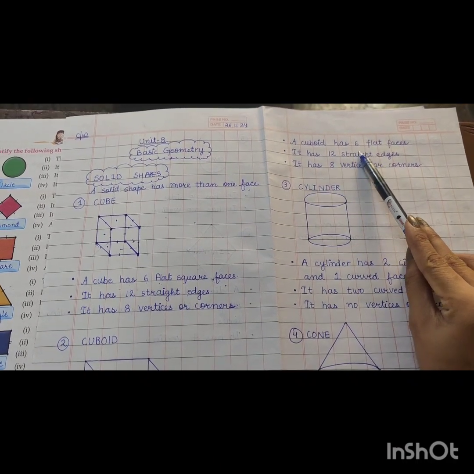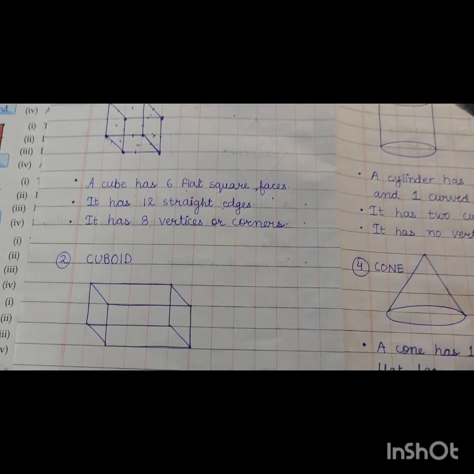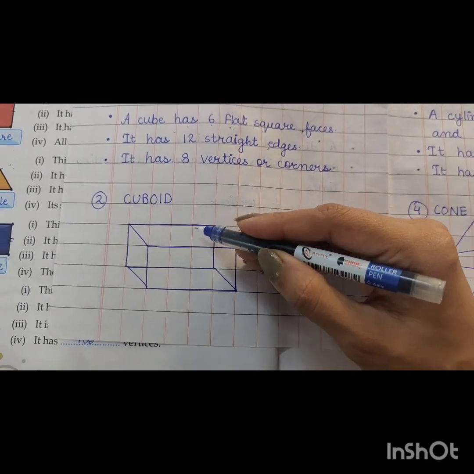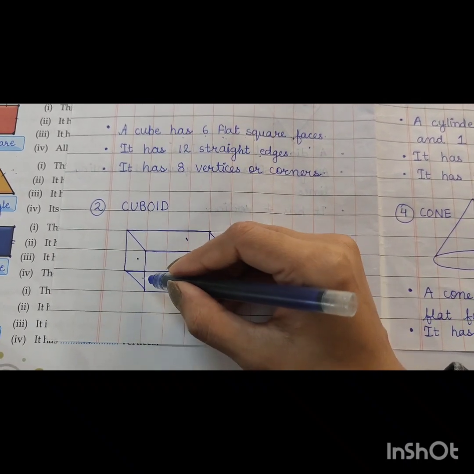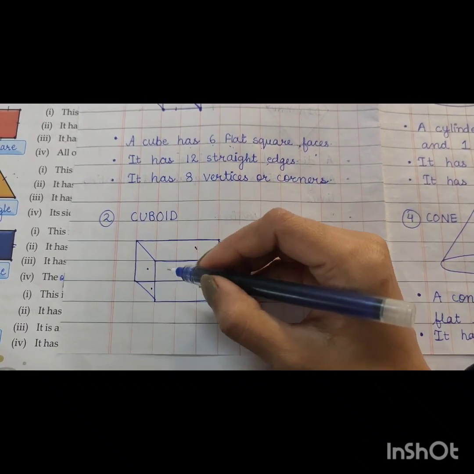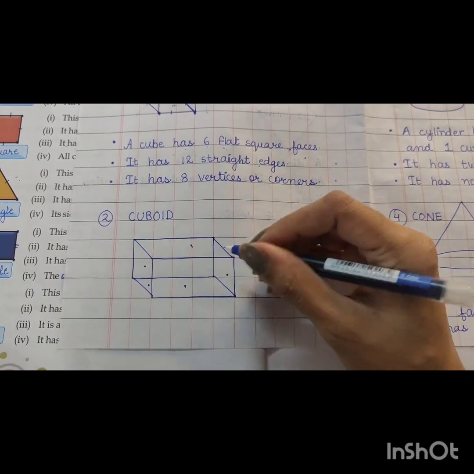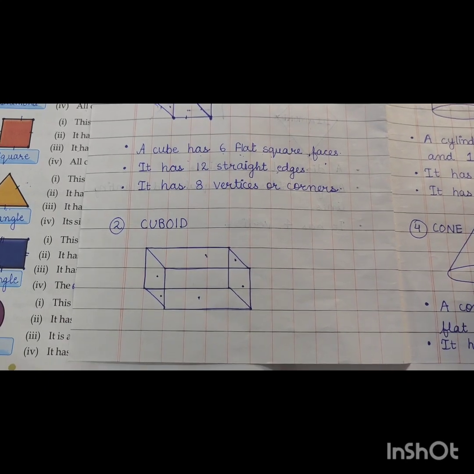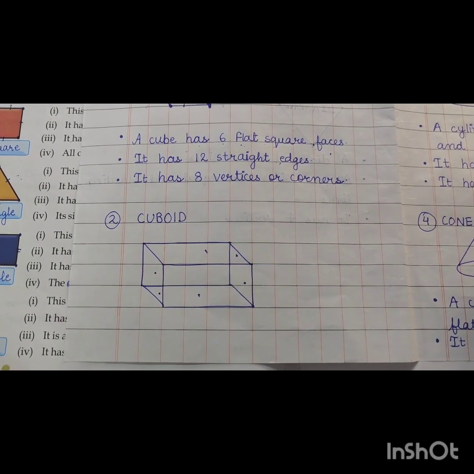A cuboid has 6 flat faces. How many flat faces, beta ji? 6 flat faces. Quickly count the 6 flat faces with me. 1, 2, 3, 4, 5 and 6. How many flat faces, beta ji? 6, right?